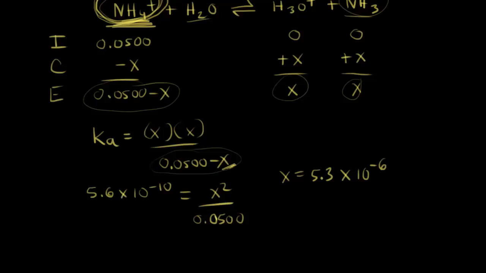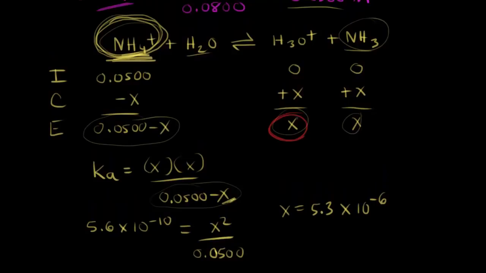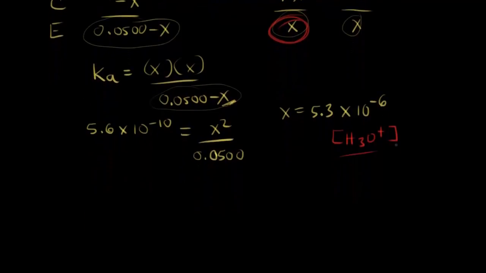And we go back up here to see what X represents. X represents the concentration of hydronium ions at equilibrium. So this would be the concentration of H3O+. We've done a lot of work, and the last thing we have to do is find the pH. Now we've found the concentration of hydronium ions, so the pH is just the negative log of what we just found. So negative log of 5.3 times 10 to the negative 6.